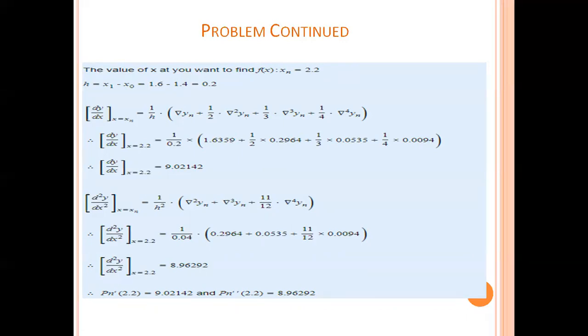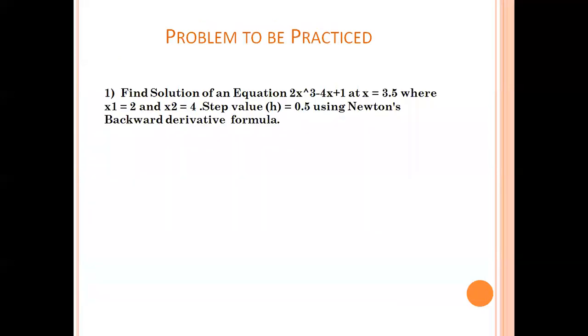9.02142, and the second derivative d square y by dx square at x is equal to xn is 1 by h square [del square yn plus del cube yn plus 11 by 12 del power 4 yn]. We know the values for del square yn, del cube yn, del power 4 yn. Substituting all these values, I am getting the second derivative 8.96292. Therefore, the first derivative dy by dx is 9.02142 and the second derivative at 2.2 is 8.96292. This is a problem to be practiced.